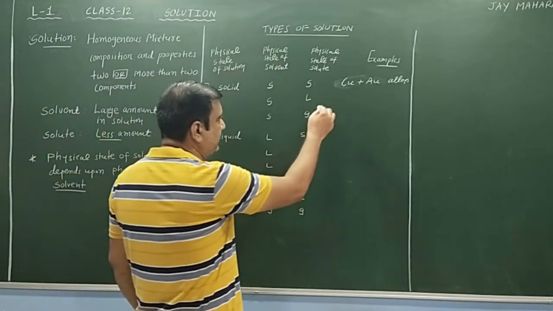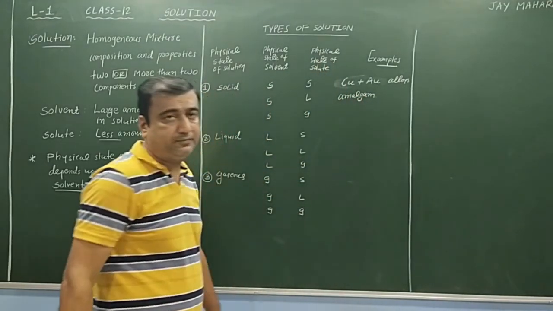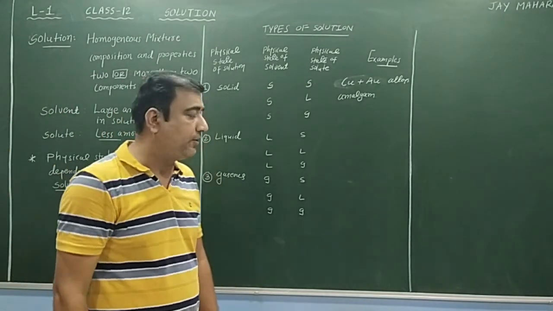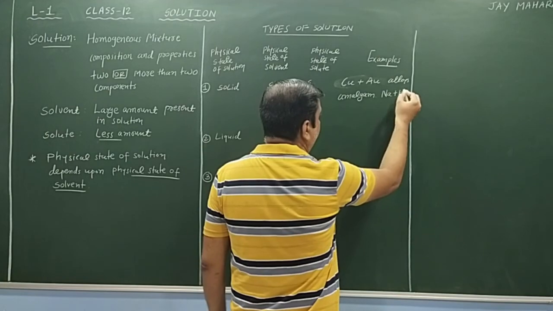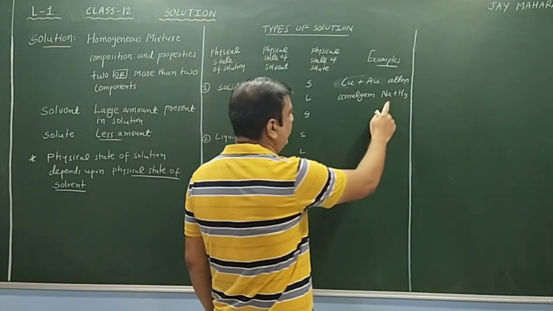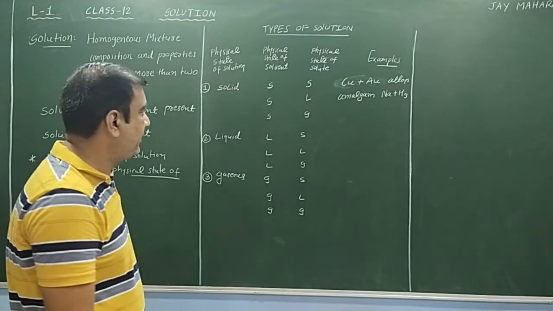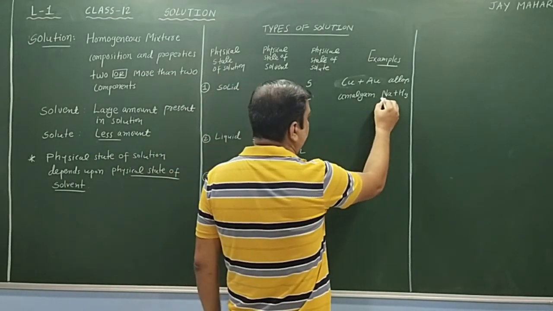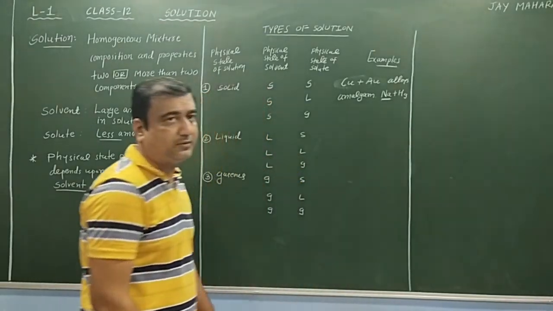Now, the solute is liquid and the solvent is solid. So here the example is amalgam. Amalgam means what? The mixture of metal with mercury. That means amalgam of sodium, we can say sodium amalgam. Sodium amalgam means a mixture of sodium and mercury. Suppose zinc amalgam means a mixture of zinc and mercury. Here the physical state of solvent is solid, that means sodium is solid and mercury is liquid.